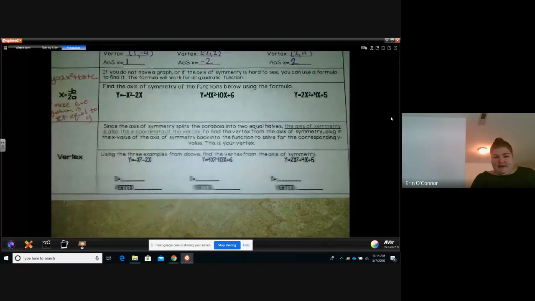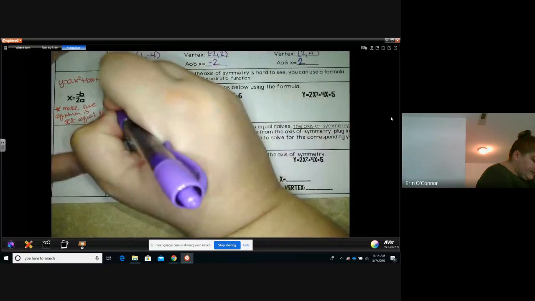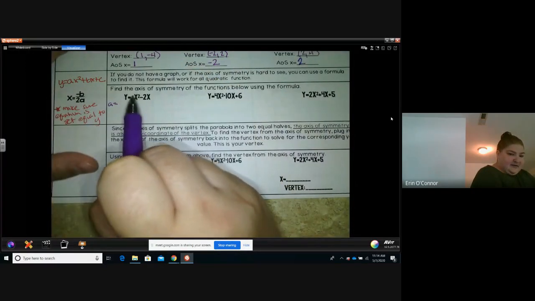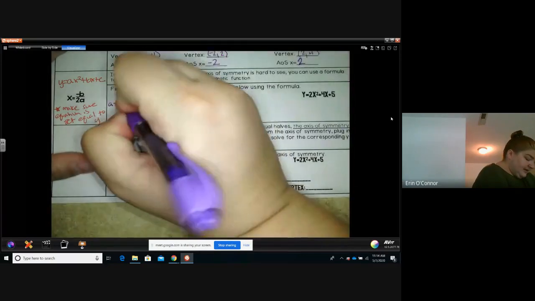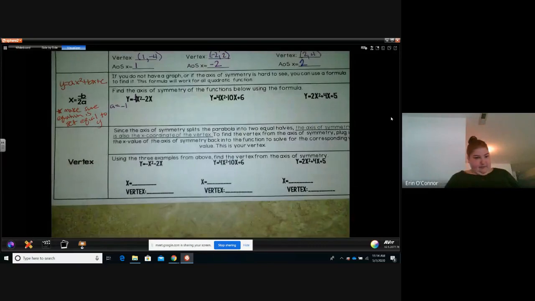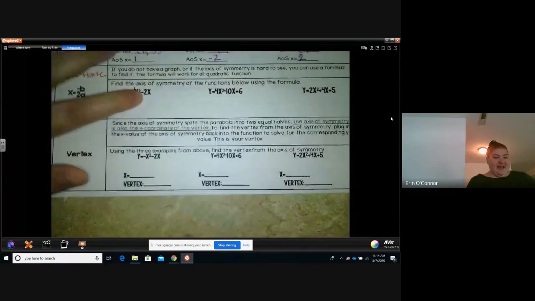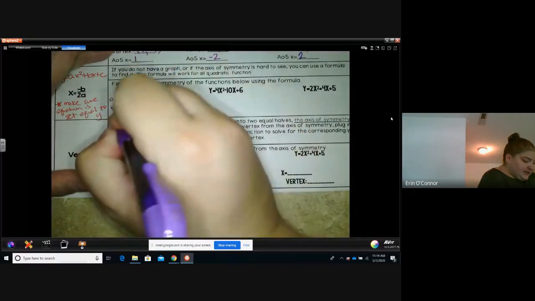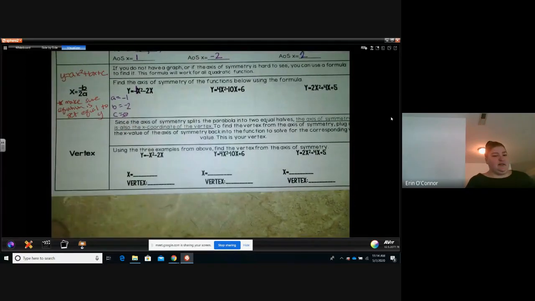So looking at this right now, we're going to identify a, b, and c. So our a is the number in front of x squared right here. Our a, there's no number, but there's a negative sign. If there's no number there, we assume there's a 1 there. So this is -1. Our number b, which is in front of x, is -2. And there is no c, so we just say that's 0. There's no number after -2x.